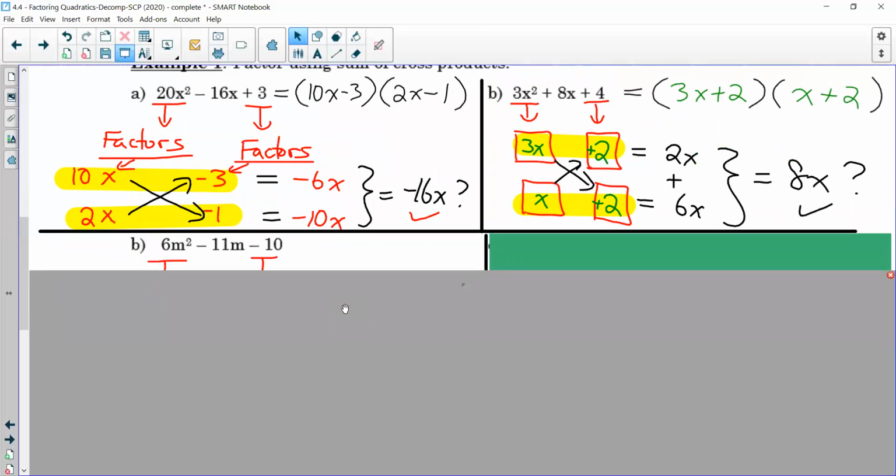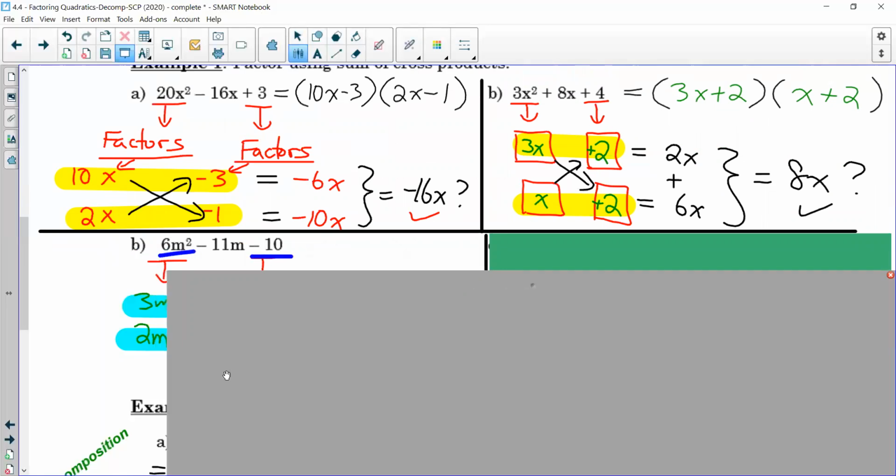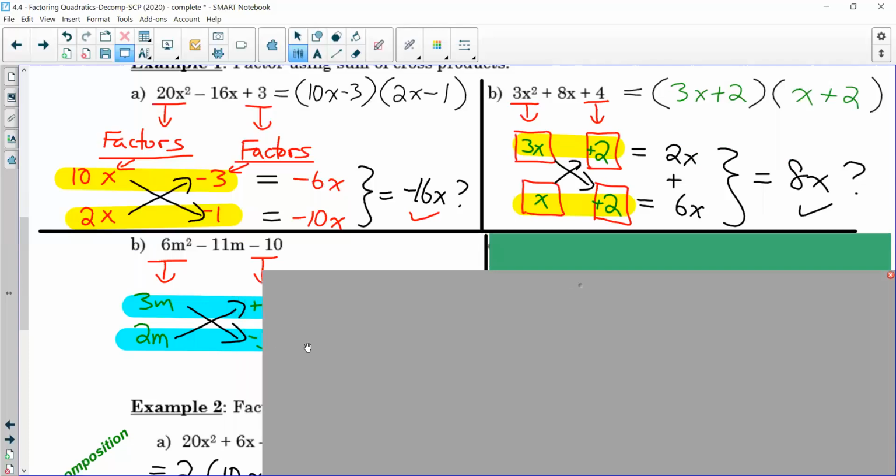So again, we're looking for factors of 6m squared and negative 10. So 6m squared, well, the most convenient ones would be 3 and 2 to get the 6, and then m times m. Now we want a negative 10 here, so there's different options here. But the ones that are going to work for us, and I'll show you why, are positive 2 and negative 5. You want the overall result to be negative 11.